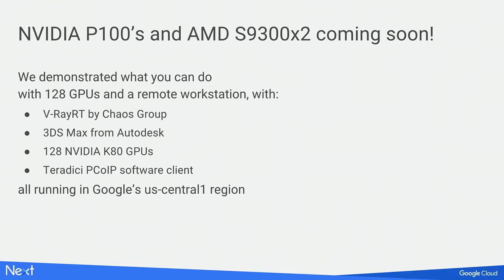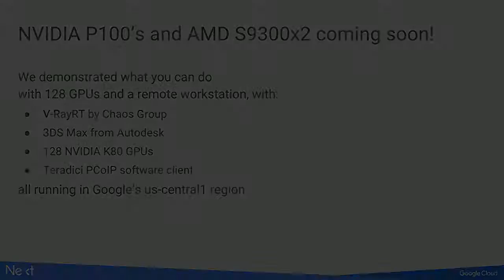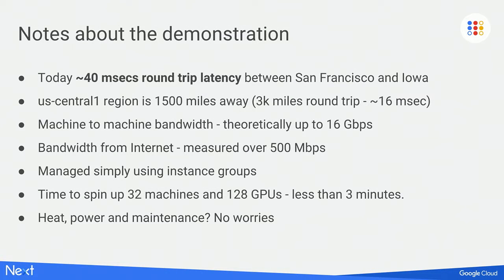But just to summarize what we saw here today, we're running V-Ray RT by Chaos. We're running 3D Studio Max on 128 K80 GPUs. There's 32 instances, each with 4 GPUs, and we're running over Teradici PCoIP in the software client variant, all running on the single Google Central 1 region. 40 millisecond round trip latency, and it's 1,500 miles away. So all this is happening in the cloud right now. Thank you.